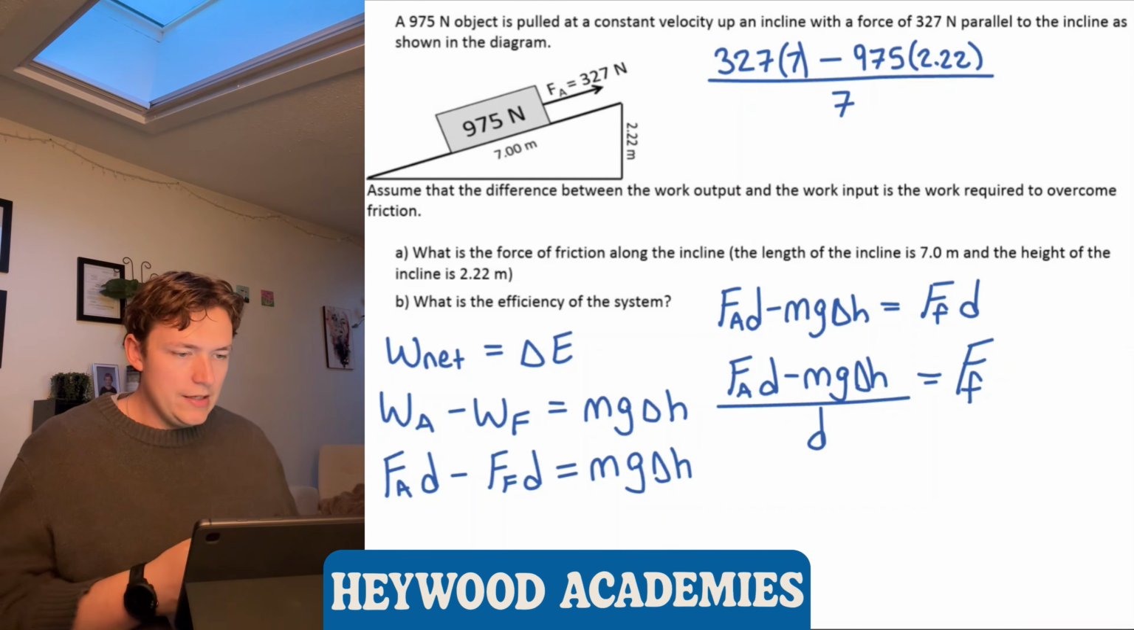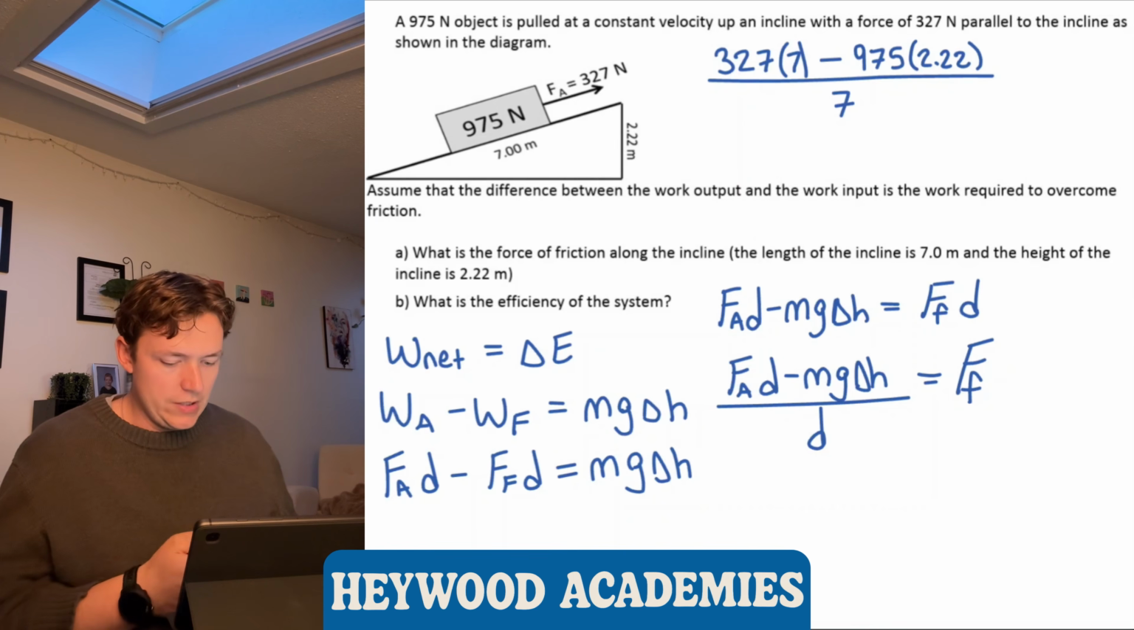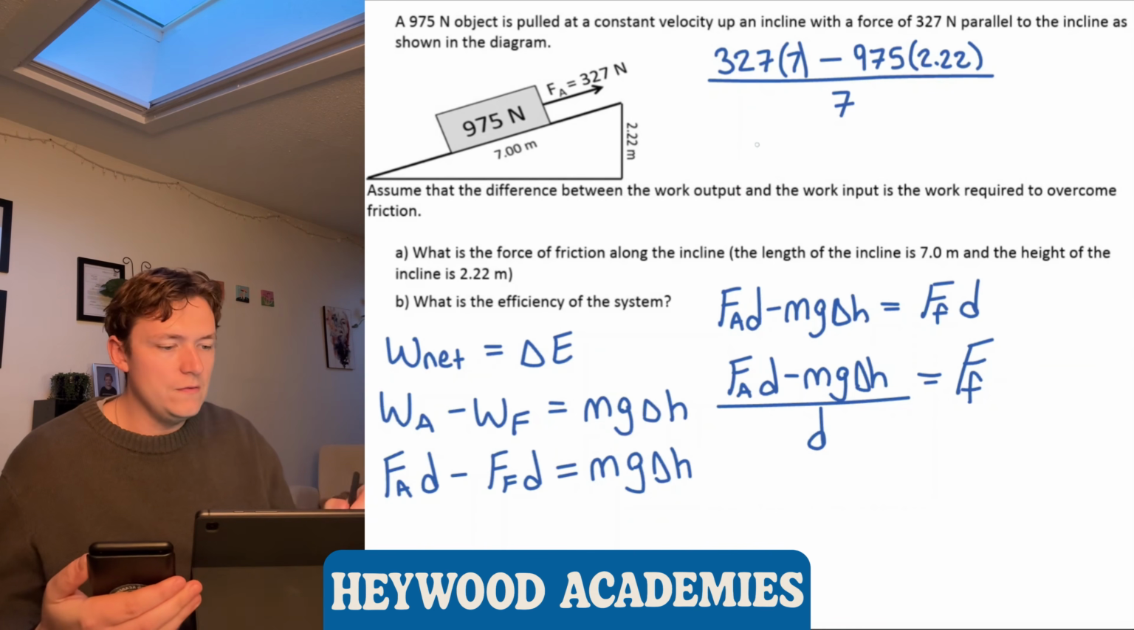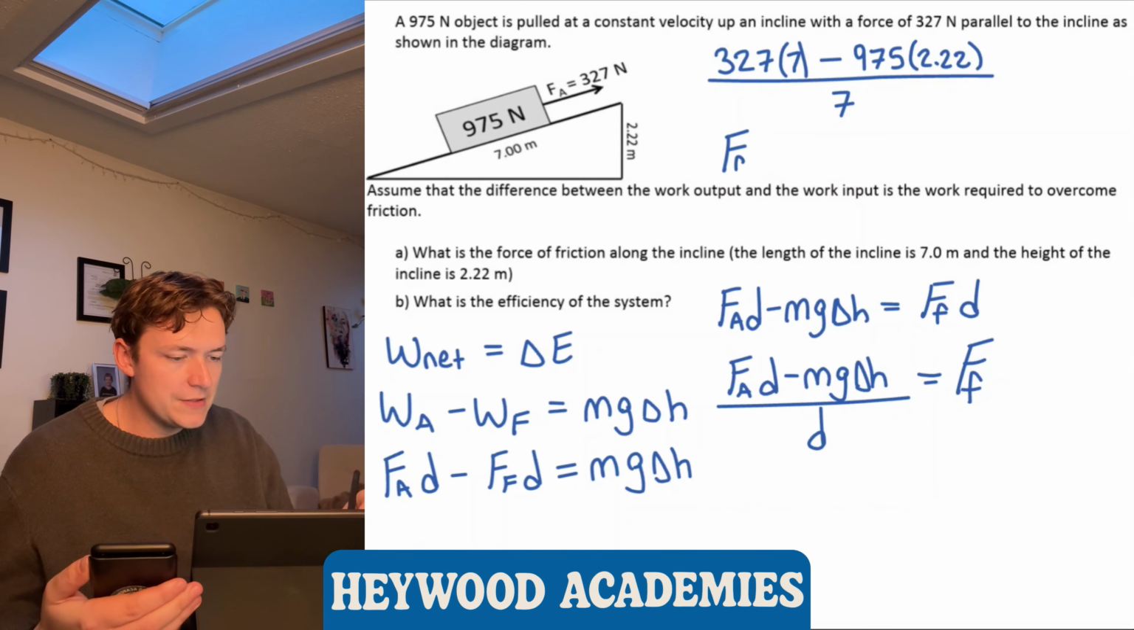Okay, so let's see what we get here. Definitely could have done this in multiple steps, might have made this a little more manageable, but I just did this all in one go. Alright, so that gives us 17.8 newtons for that force, so that's the friction force that we get.